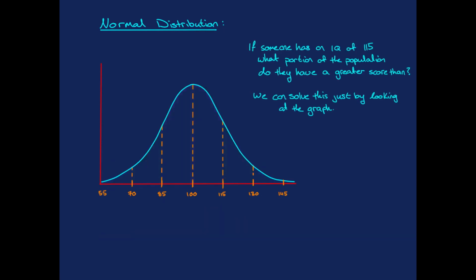So now let's start solving some actual problems. If someone has an IQ of 115, or has scored 115 on an IQ test, what portion of the population has a lower IQ than them? This is why we picked these values for the diagram. IQ is centered around 100 with a standard deviation of 15. Now we can actually solve this problem just by looking at the graph.